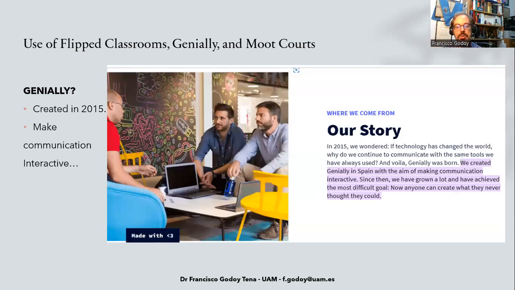Then we can move on to Genially, which is a very recent technique and innovative way of teaching in class. It was created in Spain in 2015, and it was really a good way, as we can see in the lines that you can see on the screen, of making communication interactive.